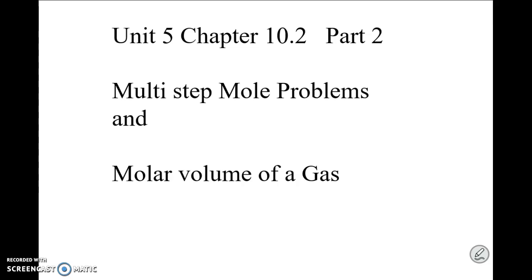Okay, this is Unit 5, Chapter 10, Part 2 of notes. We're going to start off by looking at how we convert moles into grams. Then we're going to look at some multi-step problems that require 2 steps. And then we're going to look at how to convert moles into volume, liters.